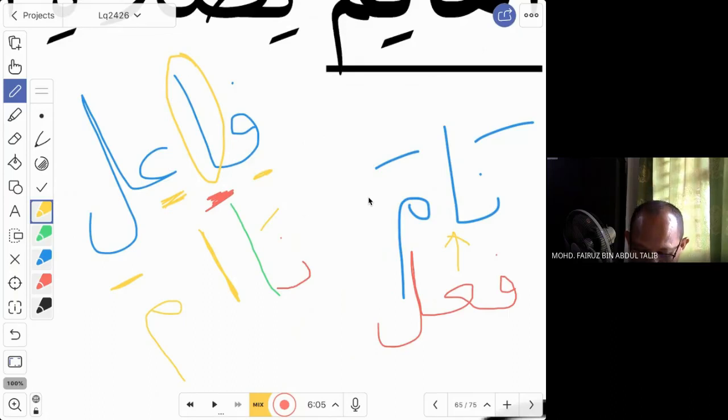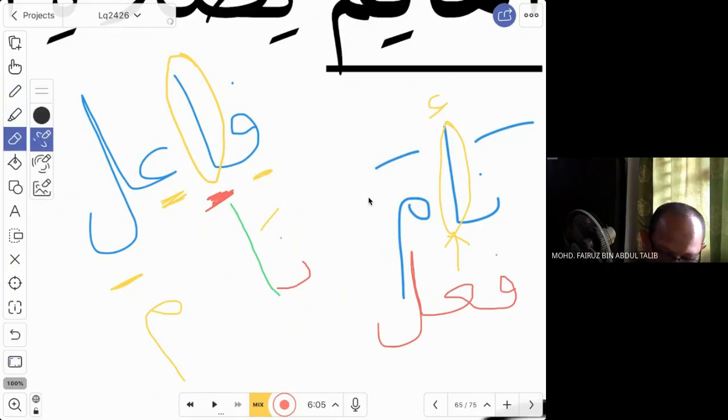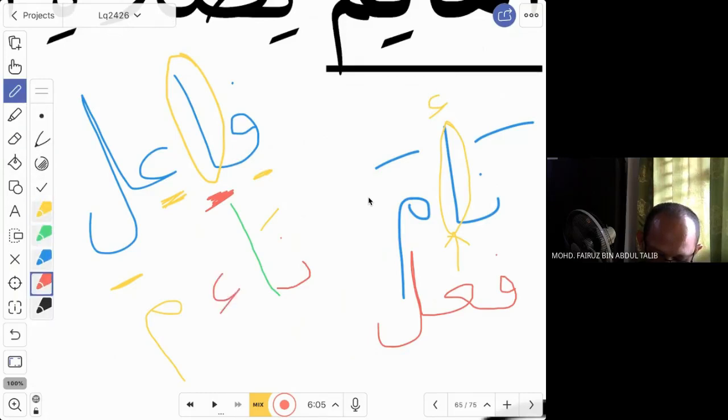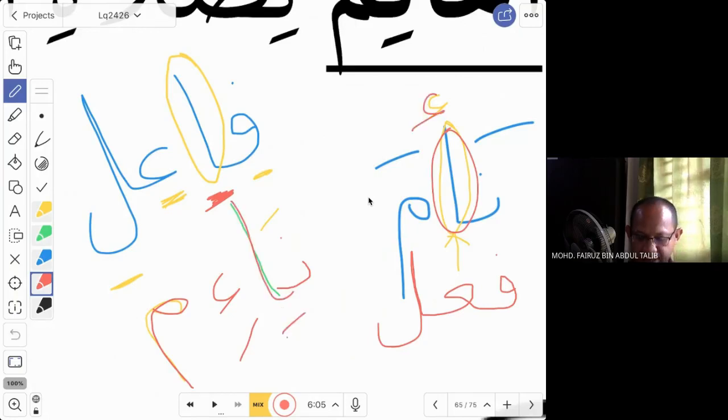That is why they said, in this case, because of this harful illa, you have to replace this with a hamzah. Instead of alif, you change it to hamzah. So now you can read the word na'imun. So what we change here is we don't add hamza. We change this alif to a hamza. And this alif is not from the fi'il. This alif is from the wazan.